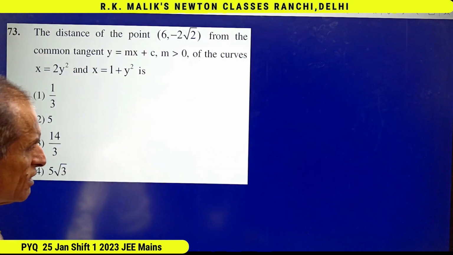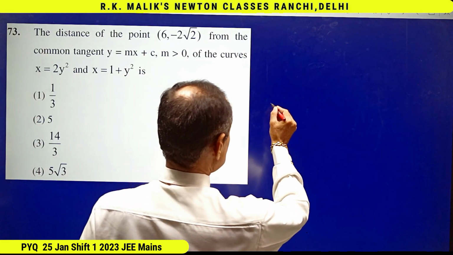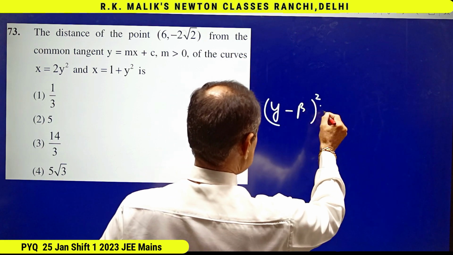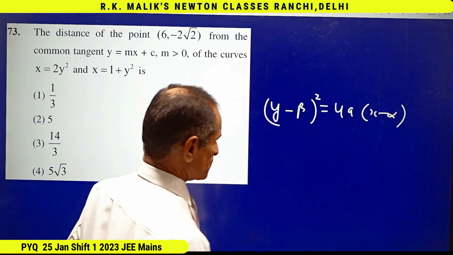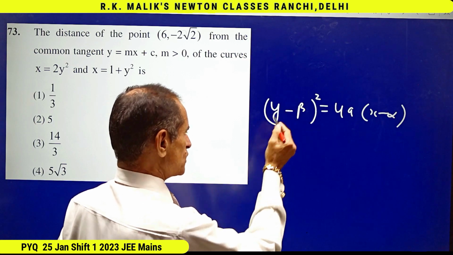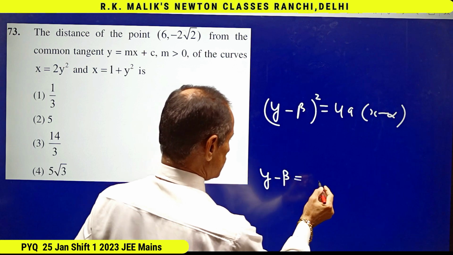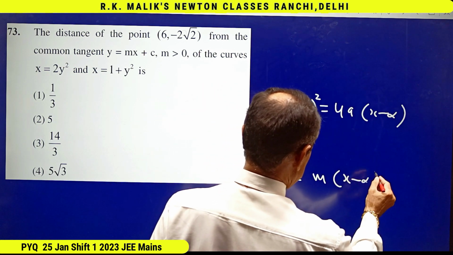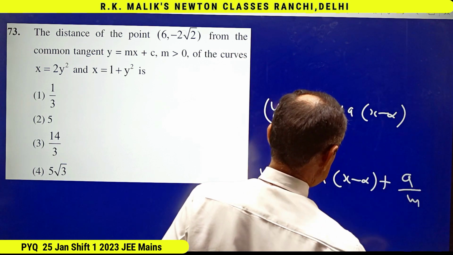And the more extended form of this formula is: suppose there is a parabola (y - β)² = 4a(x - α), then the equation of tangent of slope m to this parabola will be y - β = m(x - α) + a/m.